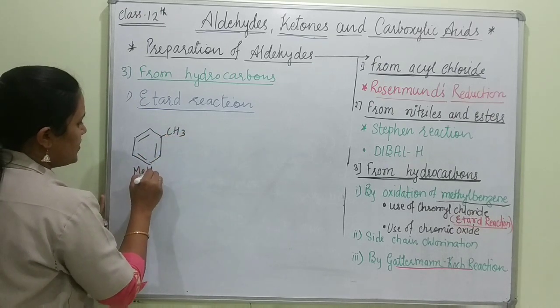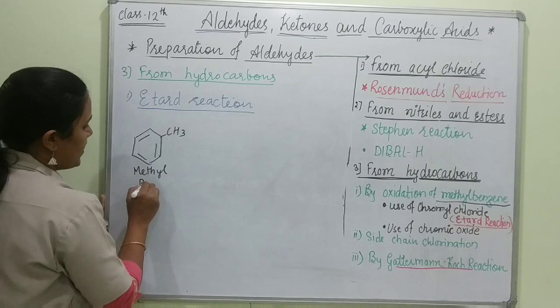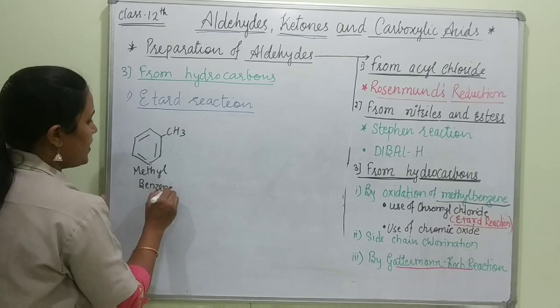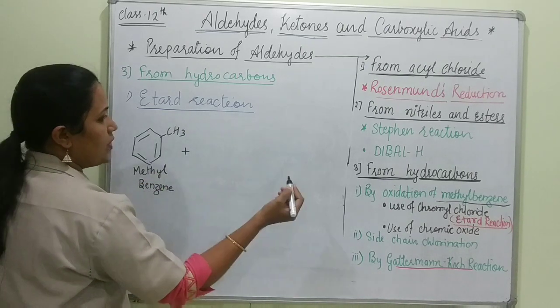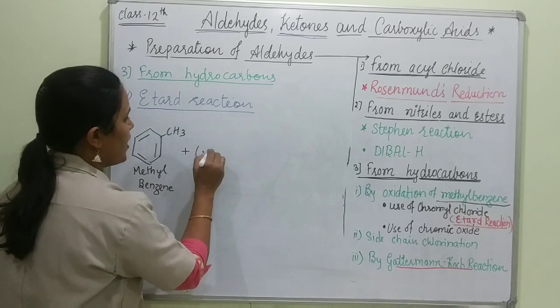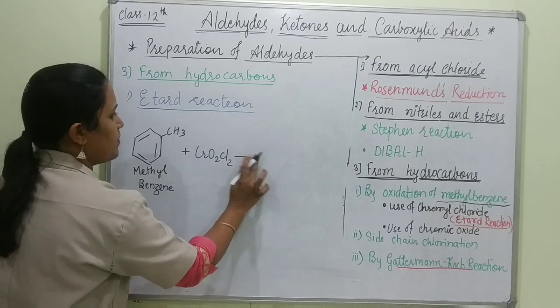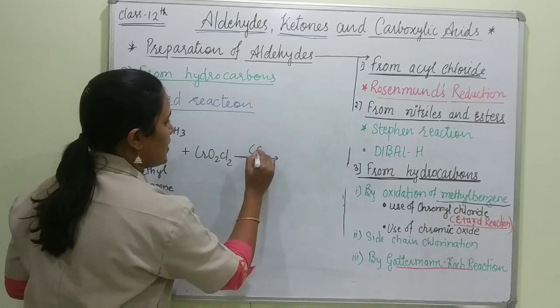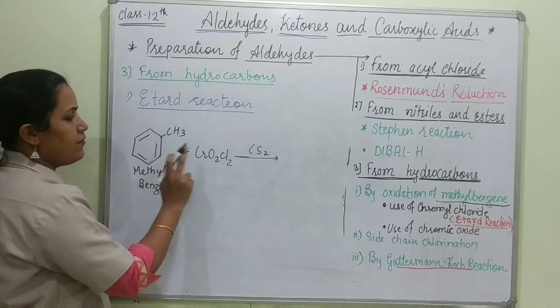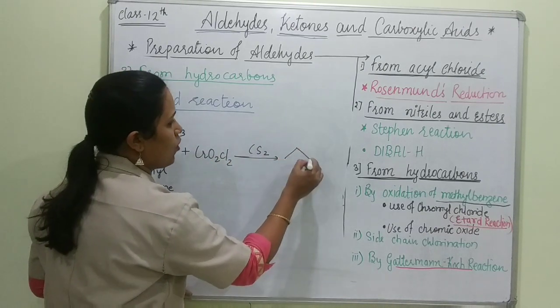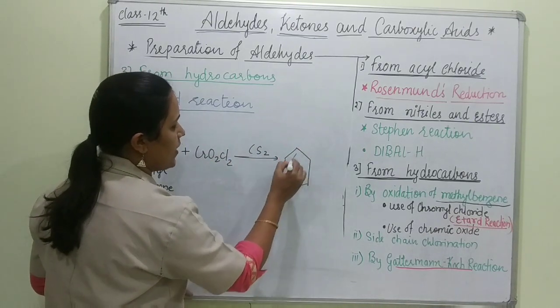It is methyl benzene. Now, methyl benzene, when it reacts with chromyl chloride, that is CrO2Cl2, in the presence of CS2, there will be formation of one chromium complex. How is this chromium complex forming?